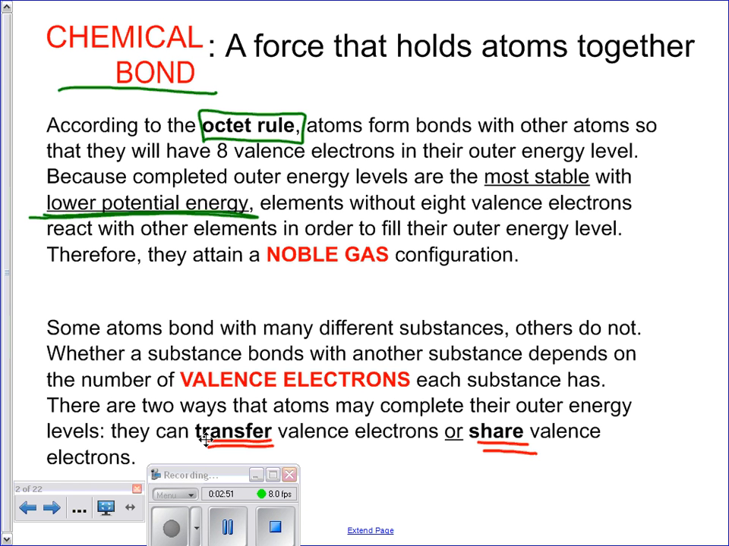Some atoms don't like to typically give away their electrons because maybe I have 2 nonmetals bonding together. Well, both of them like electrons. They're not just going to give their electrons over. So sometimes they'll share their electrons so they both can get to that octet to get 8 electrons around it.